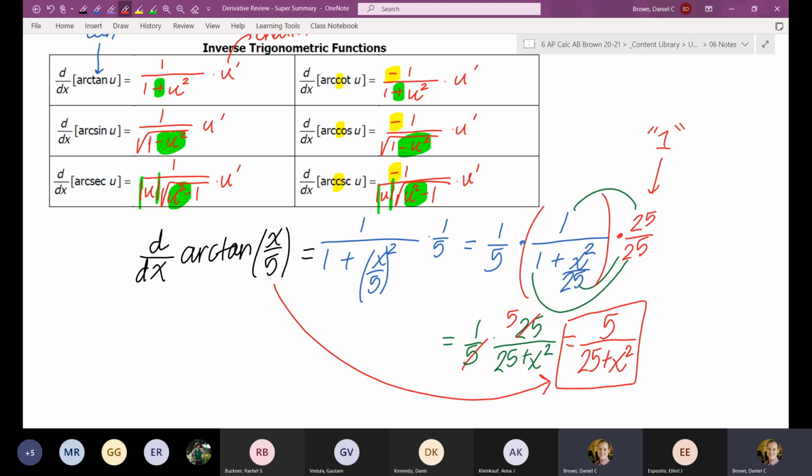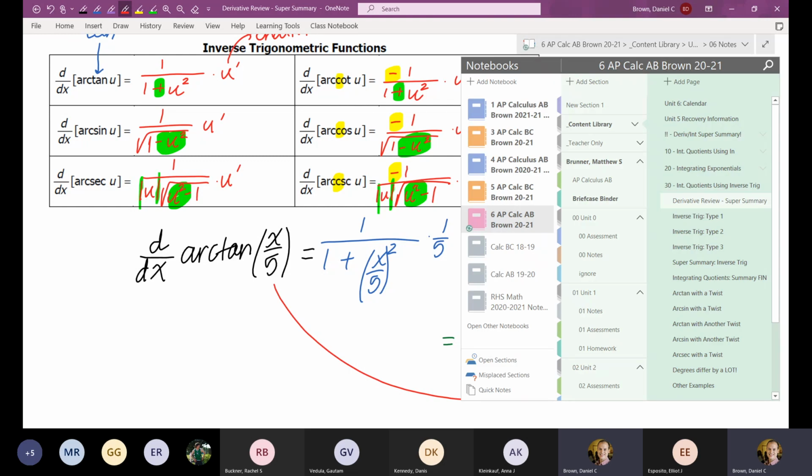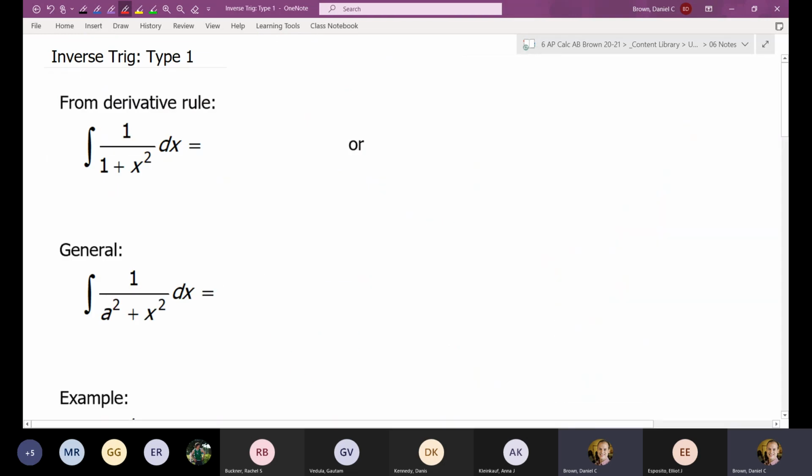With the derivative rules, there's 6 of them. So we had arctan, arcsine, arcsecant, and then the 3 arc cofunctions. When it comes to integrating, since the derivative only differed by a positive and a negative, we're able to simplify this and only need to learn 3 integration rules, which is nice. So we can take 6 derivative rules and turn them into just 3 integration rules. So let's go ahead and start with integral rules.